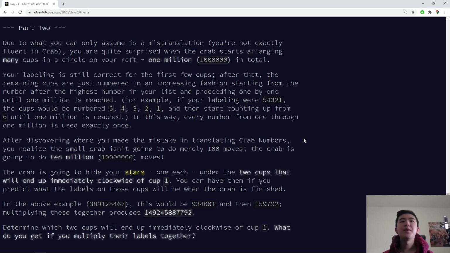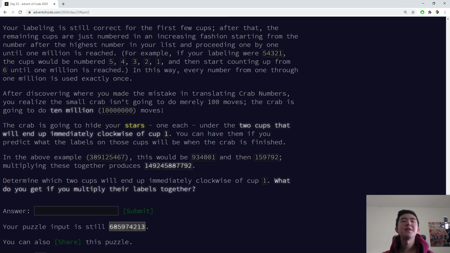After discovering where you made the mistake in translating crab numbers, you realize that the small crab isn't going to do merely 100 moves. The crab is going to do 10 million moves. The crab is going to hide your stars, 1 each, under 2 cups that will end up immediately clockwise of cup 1. You can have them if you predict what the labels on those cups will be when the crab is finished. In the above example, this would be 934001 and then 159792. Multiplying these together produces this big number. Yikes. Okay. Determine which 2 cups will end up immediately clockwise of cup 1. What do you get if you multiply their labels together?